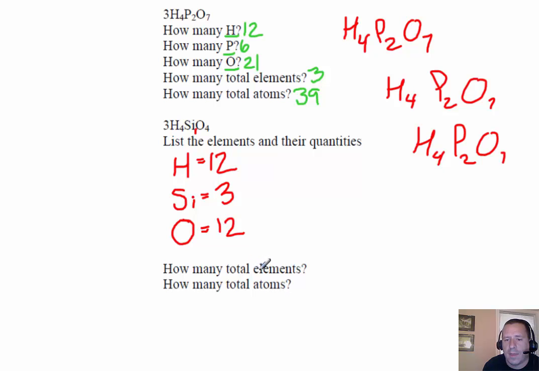How many total elements? Again, when I ask elements, you have to be able to list them. Hydrogen, silicon, and oxygen. There are 3. How many total atoms? 12 and 3 is 15, and 12 is 27. Okay. Make sense?